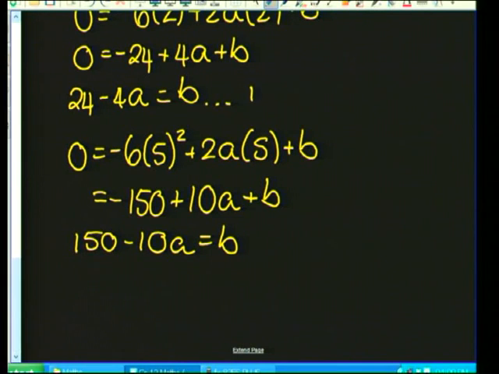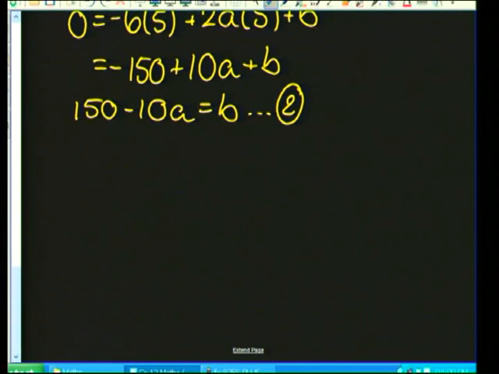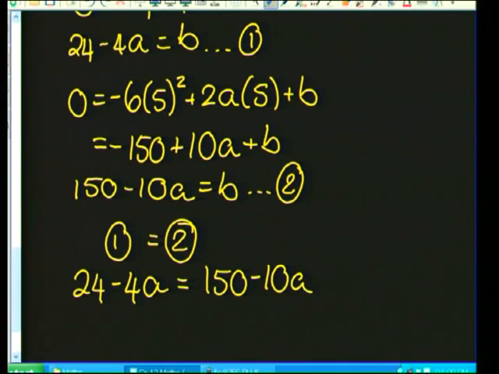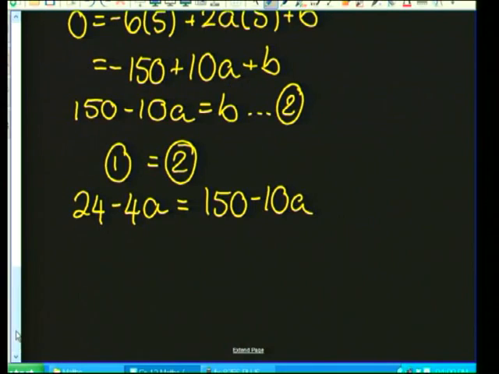So if that was equation 1 and that was equation 2, the way I'm going to solve the simultaneous equations is to make equation 1 equal to equation 2. That means I'm going to have 24 minus 4a in equation 1, and I'm going to make it equal to 150 minus 10a in equation 2. So what we've managed to do is eliminate the variable b for now. We'll go back to it later, and we're now going to solve for a. Let's bring all our a's to the left and our whole numbers to the right.